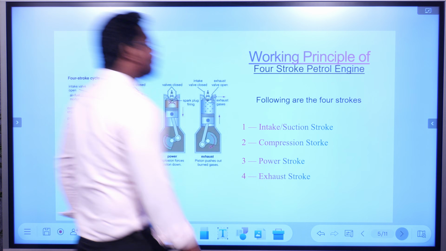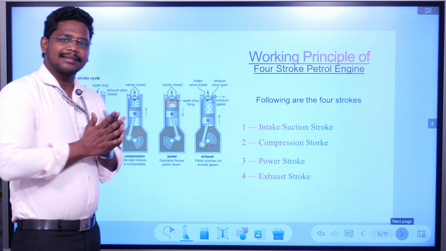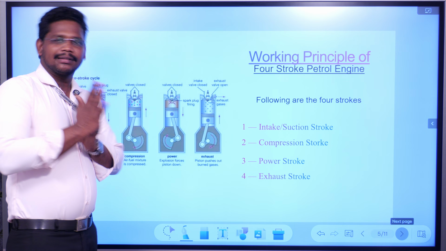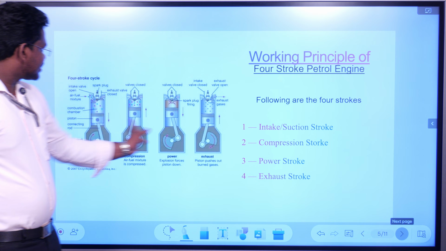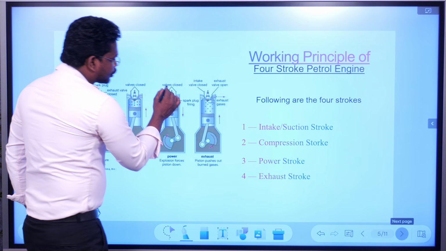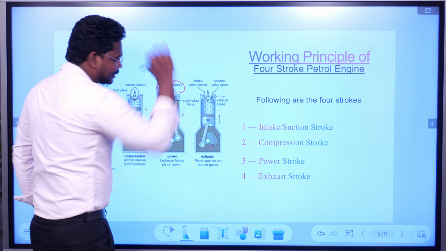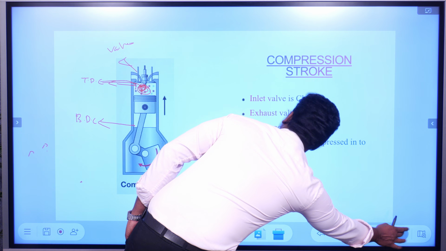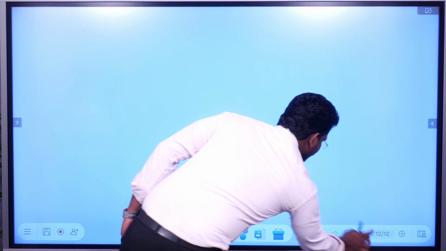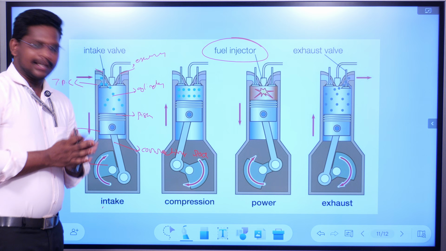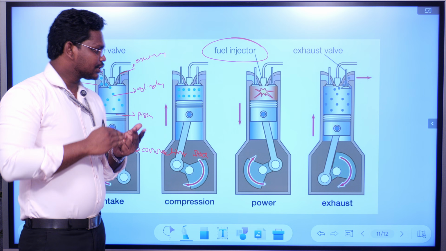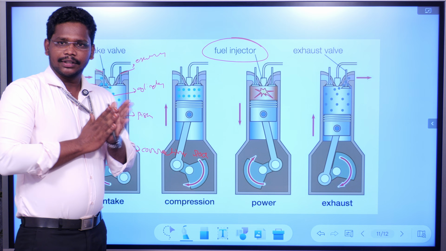Next, the working process. The SI engine and CI engine have the same working process. The diagrams are the same, with no change, but in the power stroke the SI engine has a spark plug and the CI engine has a fuel injector. This is the total difference between CI and SI. This is the explanation. If you have any questions, thank you so much.